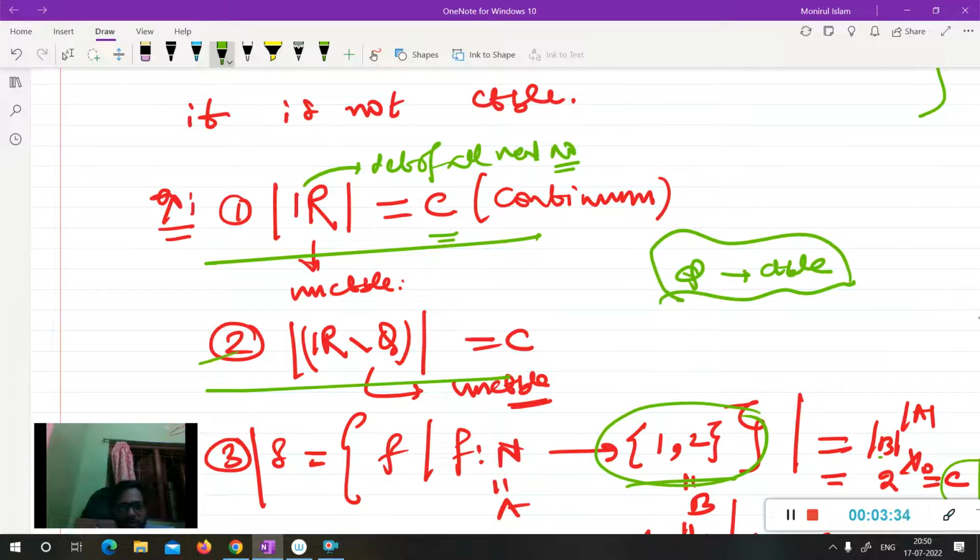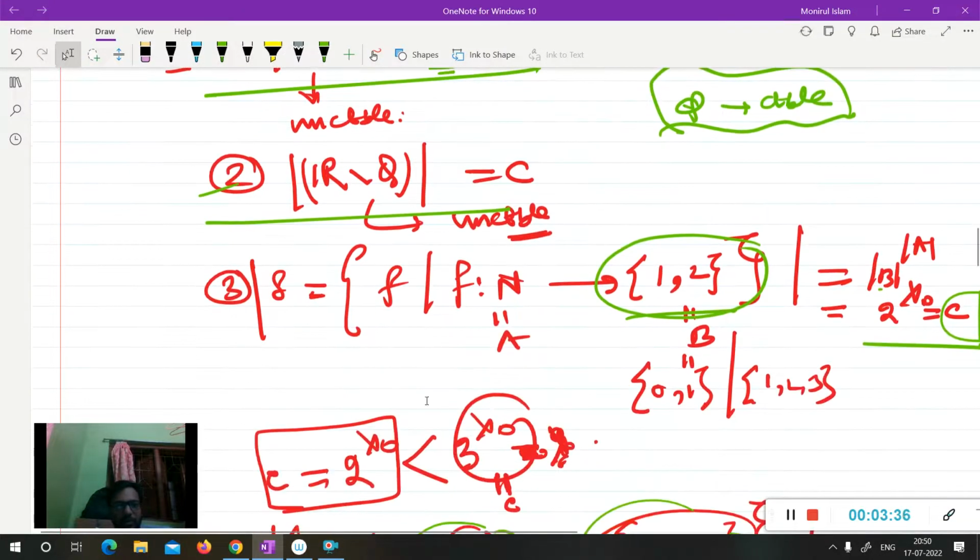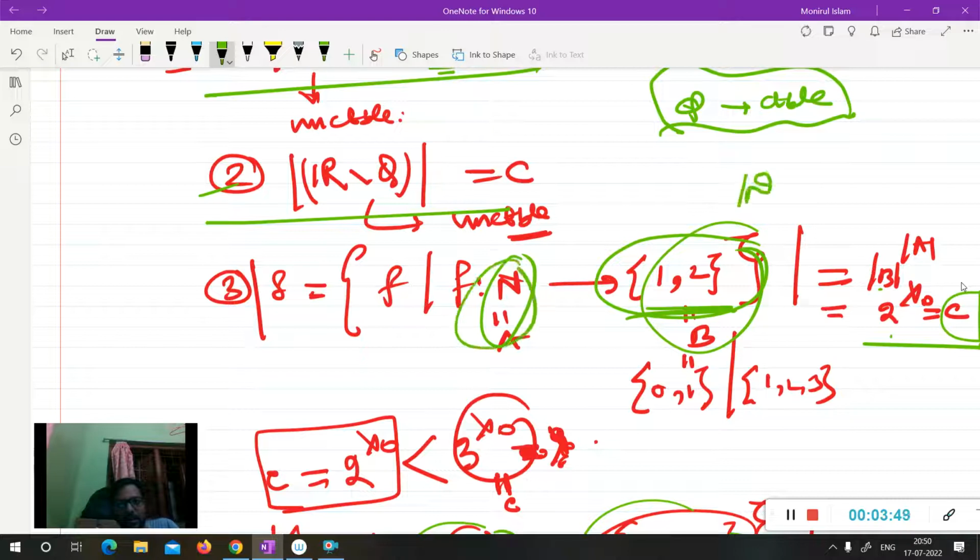Now we have discussed this in the previous video. The set of all functions from N to {1, 2}. This cardinality will be cardinality of B to the power cardinality of A. This is our A and this is our B. So the cardinality of B is 2, because it has 2 elements, and the cardinality of A is aleph naught, because the cardinality of the natural numbers is aleph naught. So 2 to the power aleph naught is the continuum, so this gives an uncountable set.